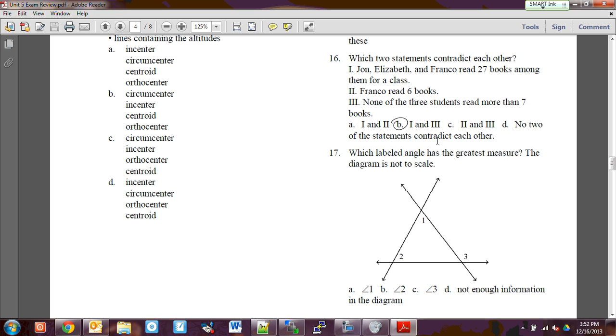Now, number 17, out of these 3 numbered angles, which one is the greatest? If you remember, angle 1 plus angle 2 equals angle 3, which means 3 is larger than 1 and 3 is larger than 2. So here your answer has to be C, because both of these are smaller than angle number 3. Remember, this is an exterior angle, and it is larger than each of its 2 remote interior angles. These are remote interiors. Moving on.